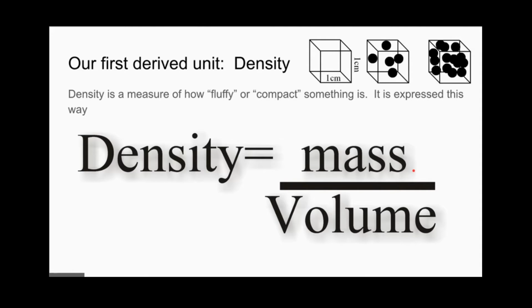Our first derived unit is fluffiness, density. It's a measure of how compact or fluffy something is. And I would like you to use the terms fluffy and squishy, right? So you convince me you know which way you're talking about. So density is equal to mass divided by volume. Something that is fluffy does not have a lot of particles in the same amount of size. Okay, so this is fluffy, this is just right, and that's too squishy.